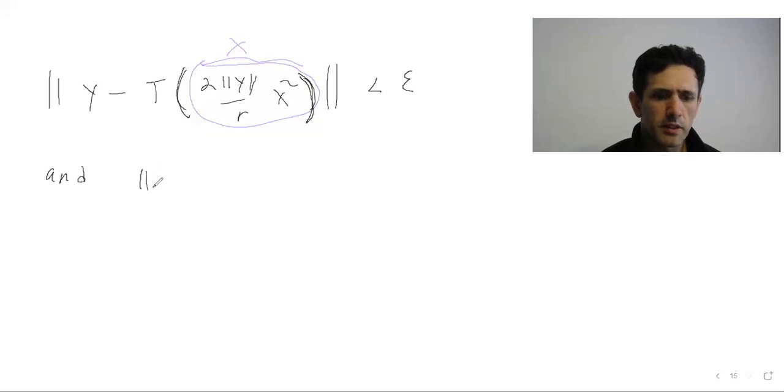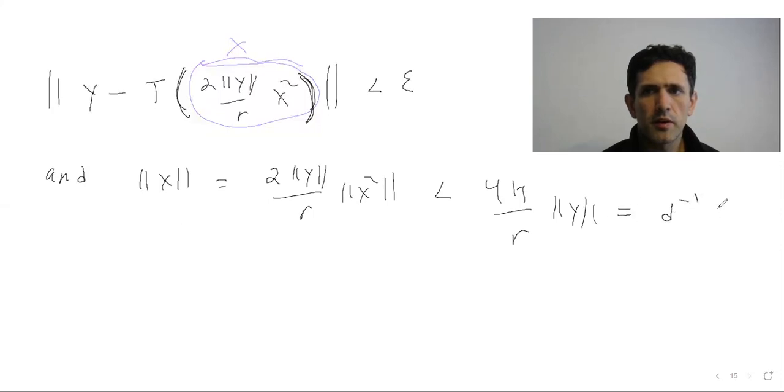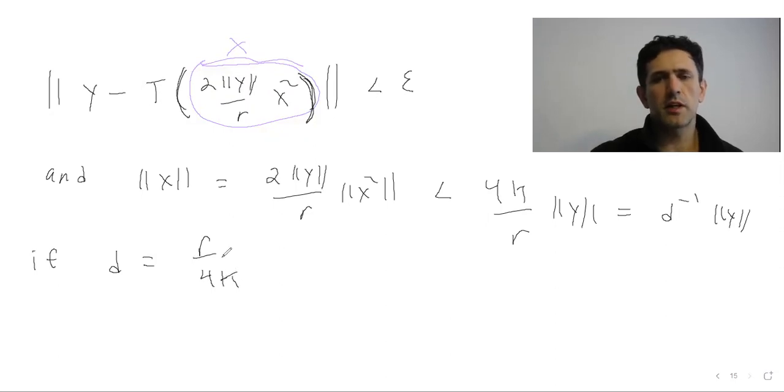And last but not least, the norm of x is 2 norm of y over r times the norm of x tilde. The norm of x tilde is less than 2k, so this is less than 4k over r, norm of y. So all we do is set d to be r over 4k. And you'll notice that d is completely independent of epsilon and y.